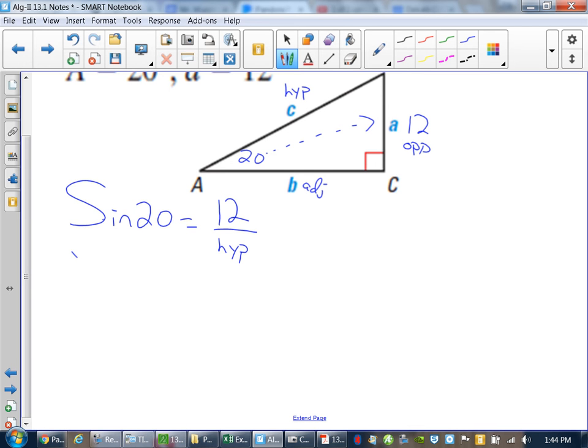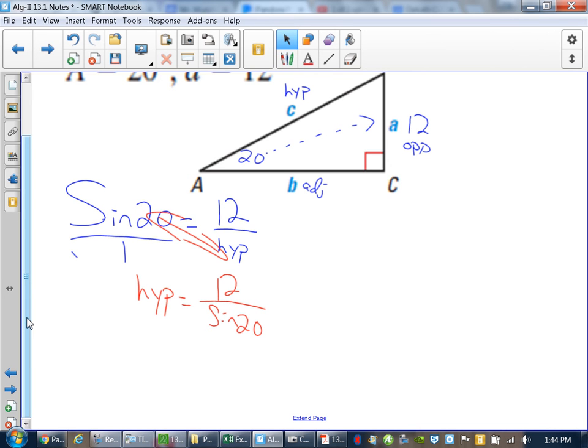You're going to hear me say this a ton. In order to change this, I exchange-o. Shut up, it makes sense. If I exchange them along the diagonal, I get the hypotenuse will equal 12 over the sine of 20.